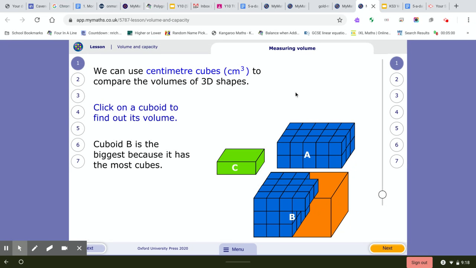So you can work through this lesson in your own time, taking your time obviously to go through it, and then there will be some questions at the end of this. But we'll begin with a recap of area questions and a couple of volume questions.